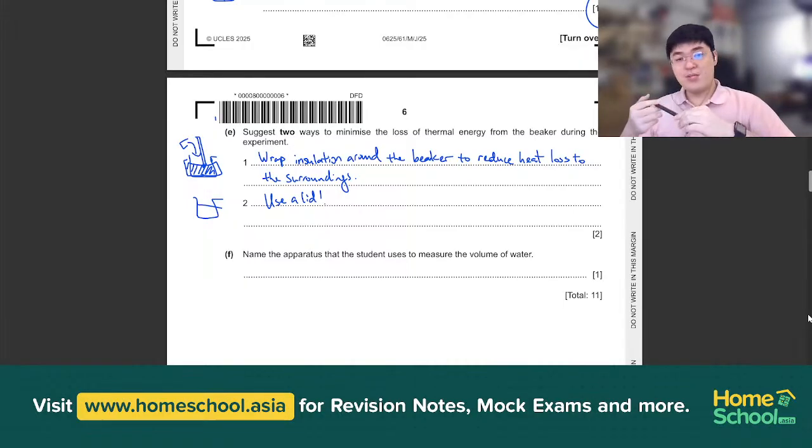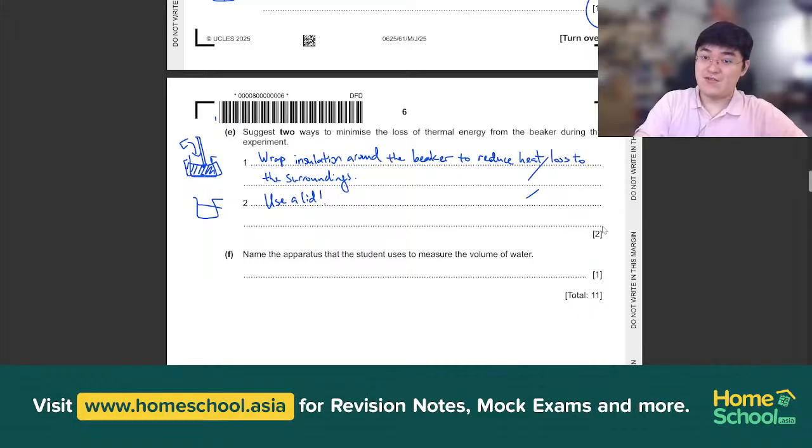And of course, if you can write any other answers, such as any form of insulation, adding a lid, shielding from, let's say, wind, and using a white and shiny surface inside or around the beaker to reflect the heat back into the beaker, you should be able to get your 1 mark each, okay, to get your full 2 marks for this question.